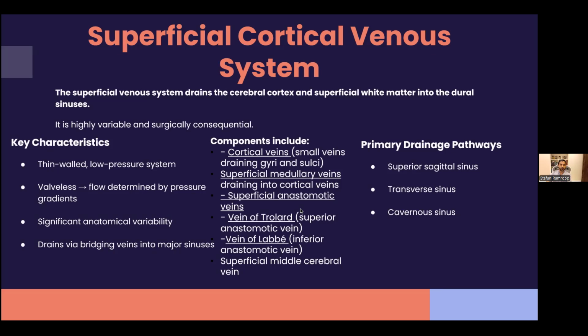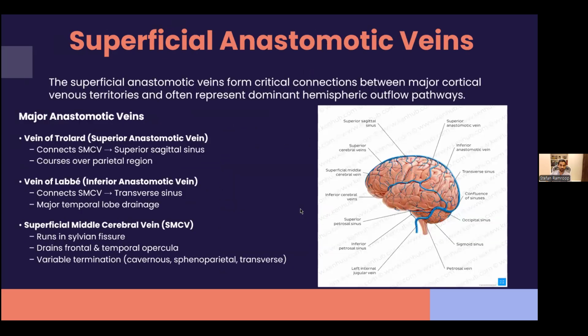Within this superficial cortical venous system, you have several large anastomotic veins, which serve as key drainage conduits between venous territories. Starting off, you have the vein of Trolard, also known as your superior anastomotic vein, that typically connects the superficial middle cerebral vein within the sylvian fissure to the superior sagittal sinus. It courses superiorly along the parietal region, and in some hemispheres, it represents a dominant drainage channel from the sylvian region to the sagittal sinus.